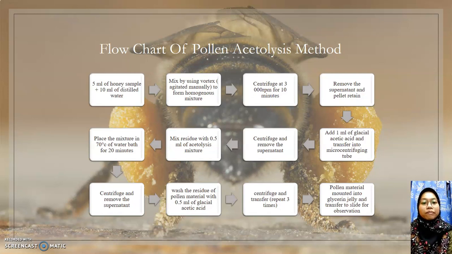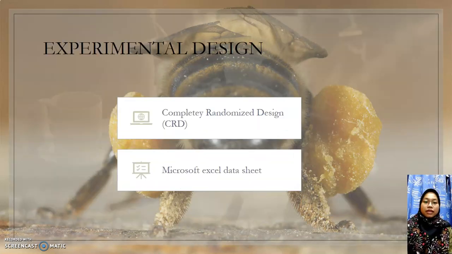And transfer the slide for the observation. And for the experimental design, the experiment requires applying the completely randomized design, which is CRD, used to examine the data on pollen after calculating the percentage of fungus pollen, and also to identify the types of pollen. And also the CRD method will be accomplished by using the Microsoft Excel data sheet.